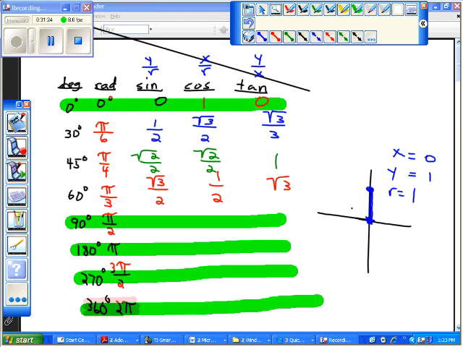We're really looking at this point right here, right? Where's that point located? It's located at (0, 1). Now, let's go through this again. Sine. Pi over 2, sine of 90 is equal to what? Y over r. My y is 1 and my r is 1. And so the sine of 90 is 1.